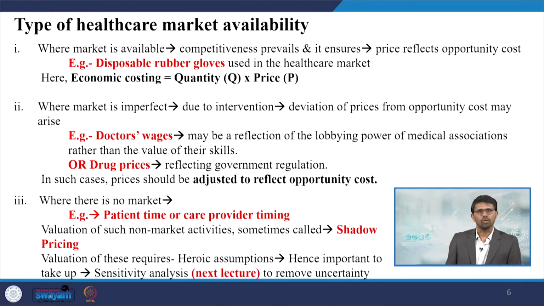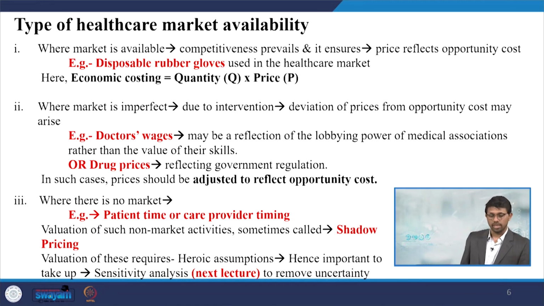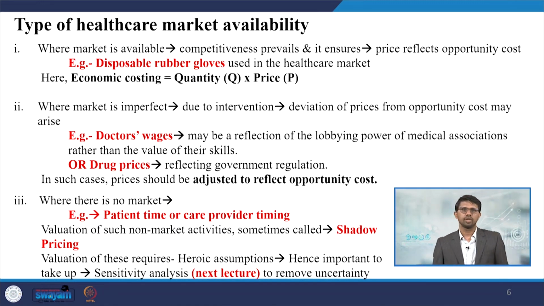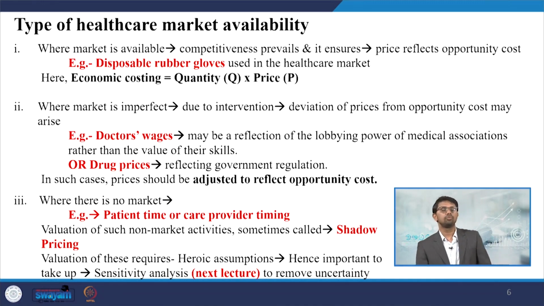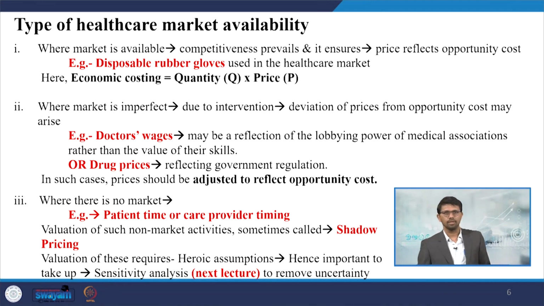Where there is no market at all, patient time or care provider time are typical examples where the opportunity costs are difficult to calculate, and sometimes these are called pseudo pricing. Valuation of such non-market activities is indeed a part of the pseudo pricing structure, and valuing these requires some heroic assumptions. Those can be dealt with to some extent in the sensitivity analysis, to remove the possible uncertainties in the healthcare market, which we can take up in the next lecture.